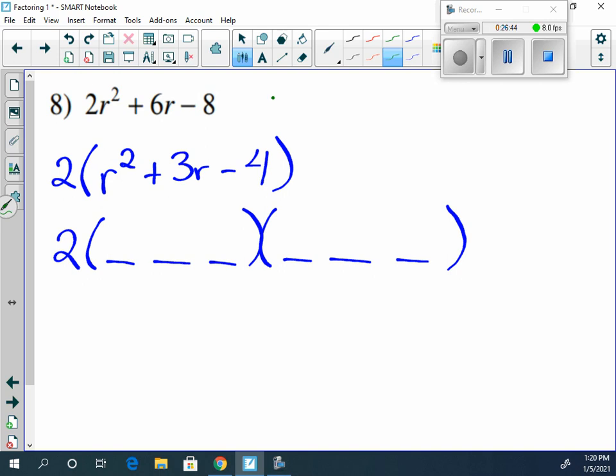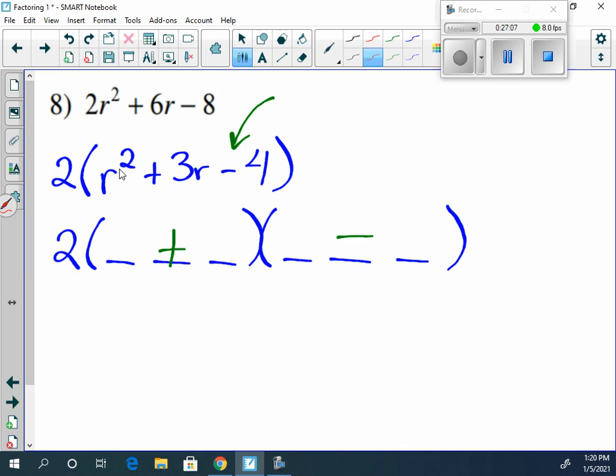Step 3 is to find the signs. Since our constant term, the 4, is negative, the signs are opposite. Because whenever that constant term is negative, the signs are opposite.